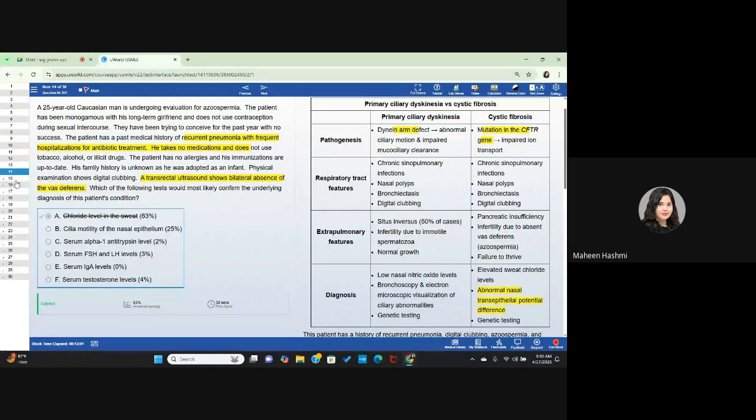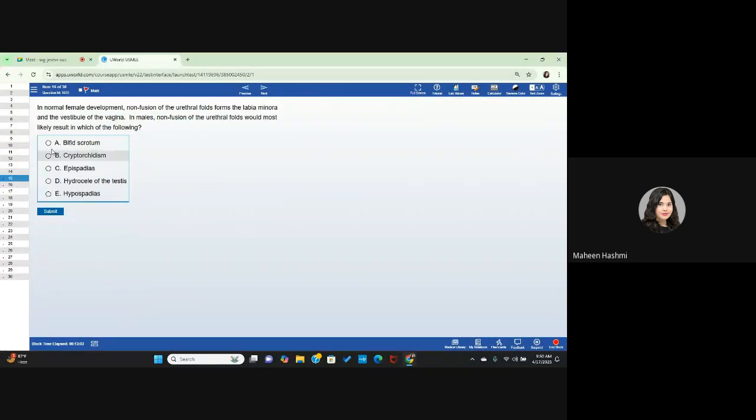Okay. Let me go on to the next question. In normal female development, non-fusion of the urethral folds forms the labia minora and the vestibule of the vagina. In males, non-fusion of the urethral folds would most likely result in the following. We talked about that. What's that? Hypospadias. Non-fusion of urethral folds leads to hypospadias, an abnormal urethral opening. The urethral opening is on the ventral side, yeah.